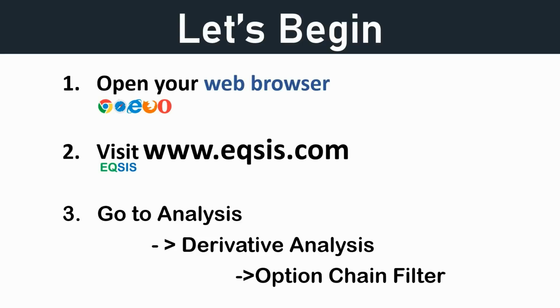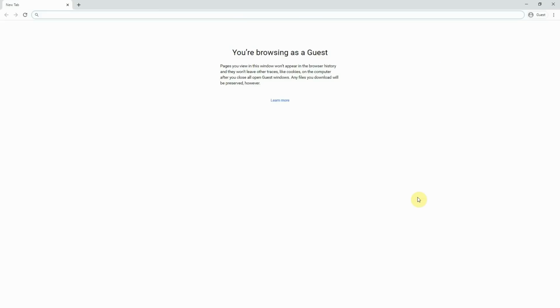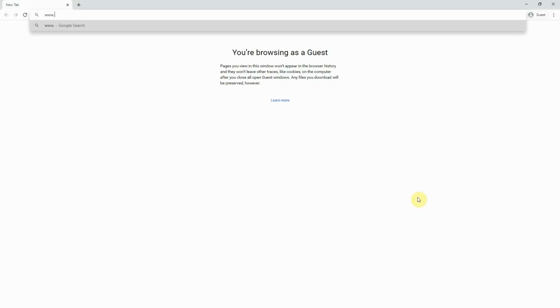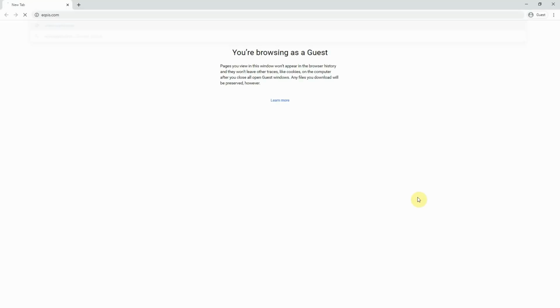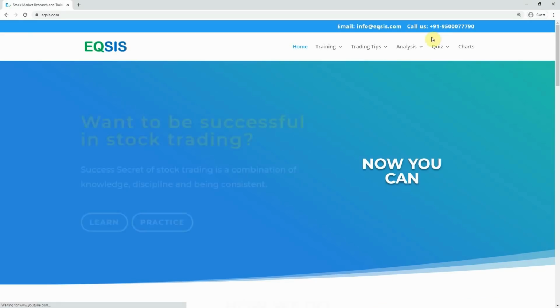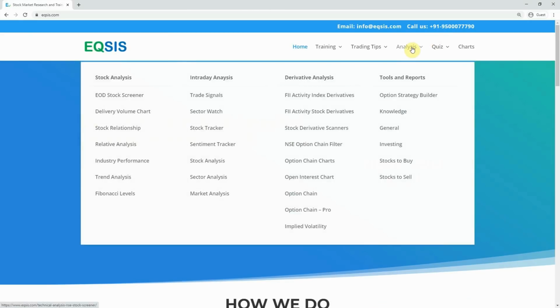Let me present you the same tool on the live screen. So let me actually take the browser first. I have to get into the site eqsis.com. And when I get into this, you see there is a menu. As I said, there is analysis, and underneath you see derivative analysis, and then I get into option chain filter. I'm talking about this NSE option chain filter.